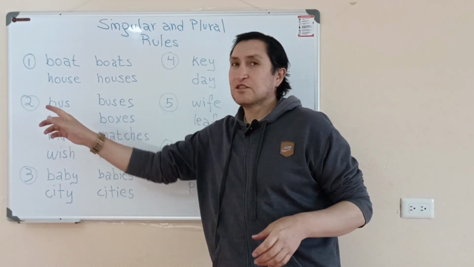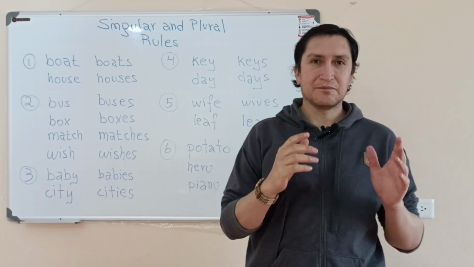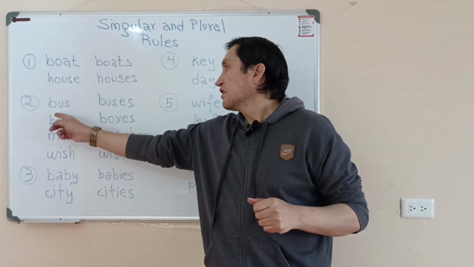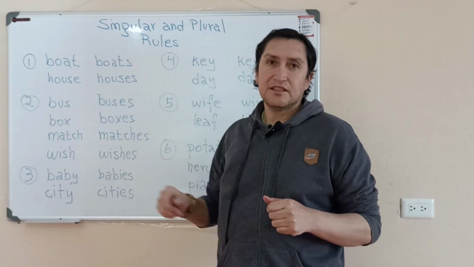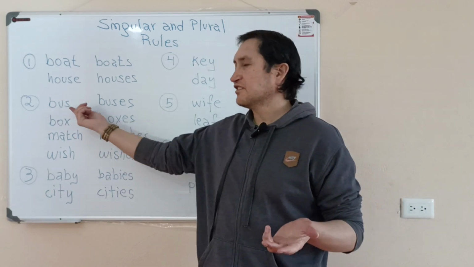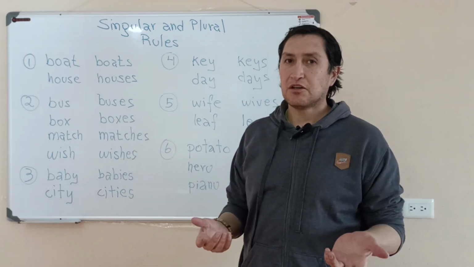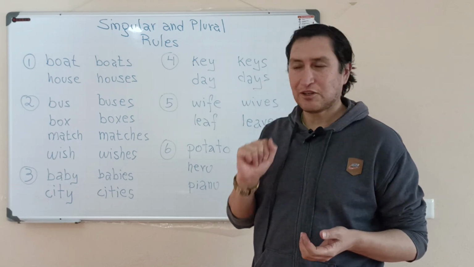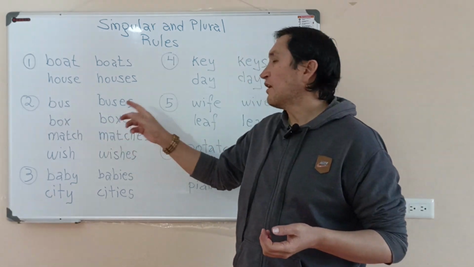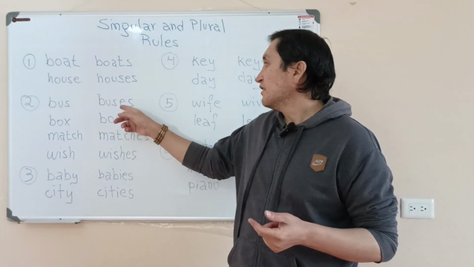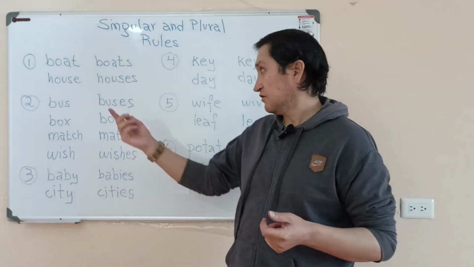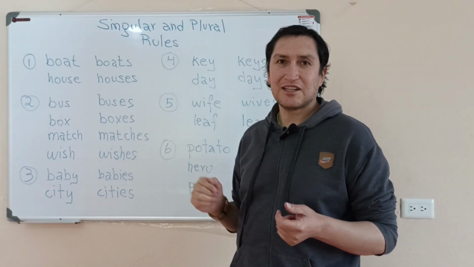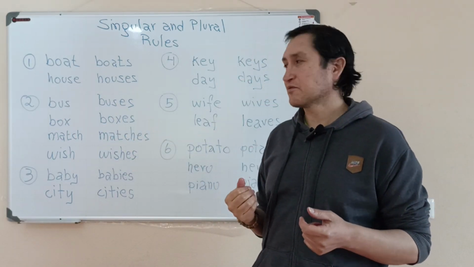Second rule. This one is a little special, so please pay attention. When we have nouns in English that already end in S, we cannot add another S because we are going to have problems at the moment that we speak. Okay? So in those cases, what we have to do is to add ES. So in the example, vase, vases. Okay? So it's possible to pronounce.